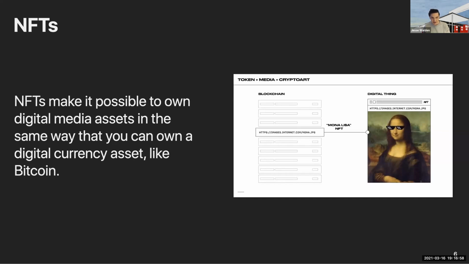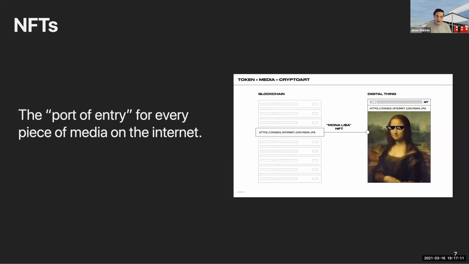Right, so I already said this, but just to hammer it home, NFTs make it possible to own digital media assets in the same way that you can own a digital currency asset like Bitcoin. And I think this can lead to a world where NFTs become the quote unquote port of entry for all pieces of media on the internet. The reason being that all the participants involved in the media ecosystem stand to make more money. And again, money is a very powerful incentive to drive new standards. So how can everyone make more money?